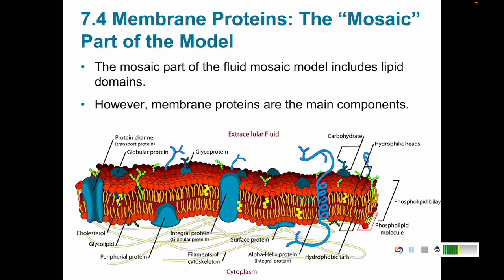Welcome back, everyone. So we were just talking about our membrane lipids, or the fluid part of the cell membrane. But the fluid mosaic model, we need to get into the mosaic part, and that is our proteins. So this does include some lipid domains when we talk about the mosaic, but the proteins are really the big players in this mosaic that we're going to talk about.